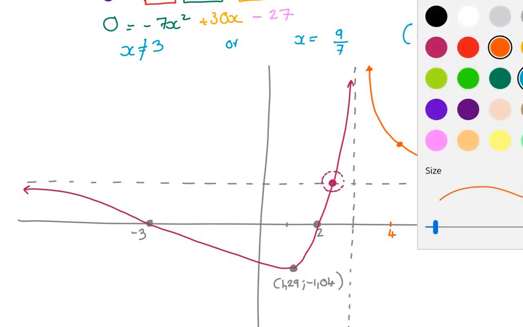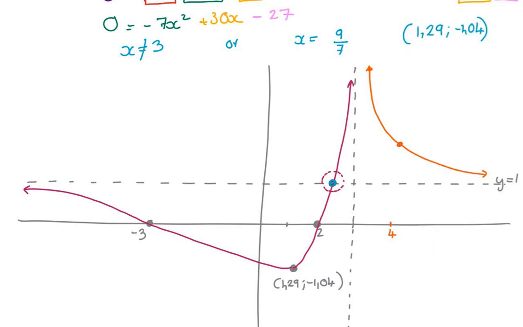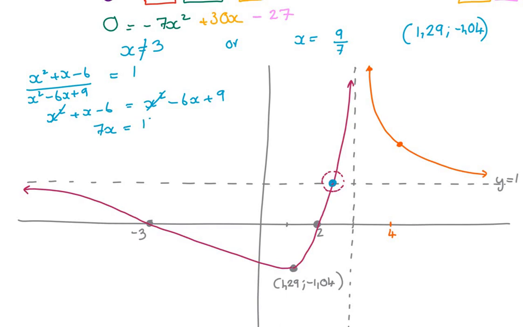Now, I do need to label this point here. This is where the graph equals 1. Now, what was the graph? The graph was x squared plus x minus 6 all over x squared minus 6x plus 9. Now, I need that to equal 1. So basically, x squared plus x minus 6 is going to have to equal x squared minus 6x plus 9. So my x squareds actually disappear. I get 7x equals 15, and x is equal to 15 over 7, which is 2 comma something.